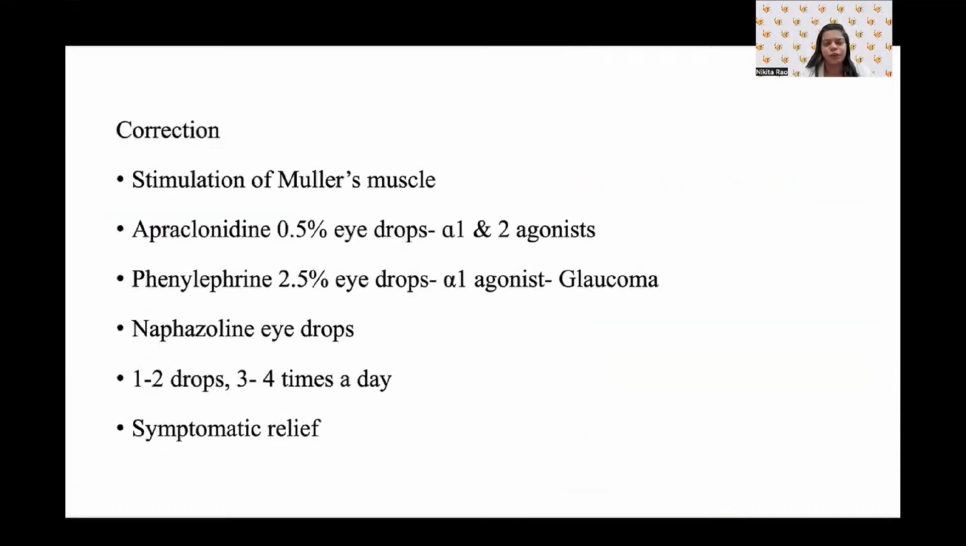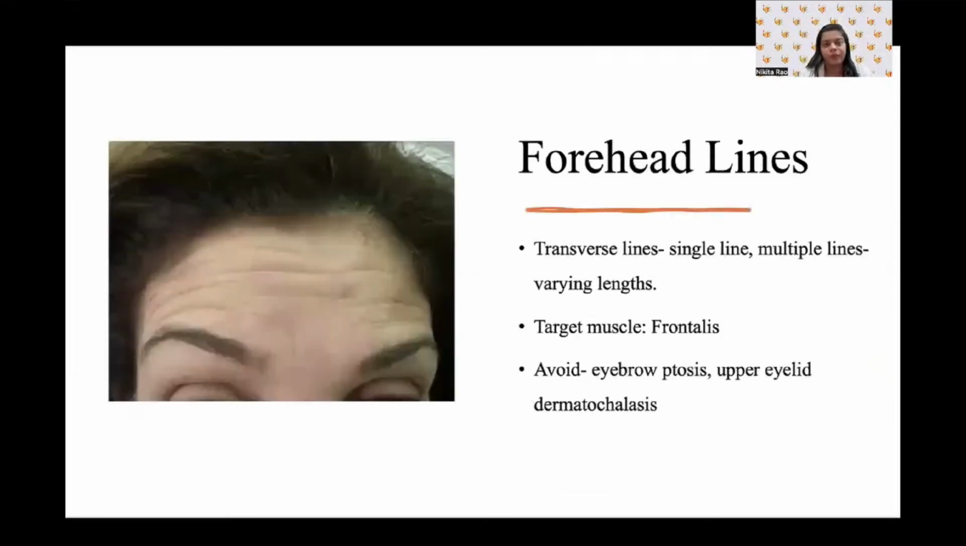Correction is mainly by stimulation of the Muller's muscle with the help of apraclonidine and phenylephrine. 1 to 2 drops 3 to 4 times a day can be given. It gives mainly symptomatic relief.